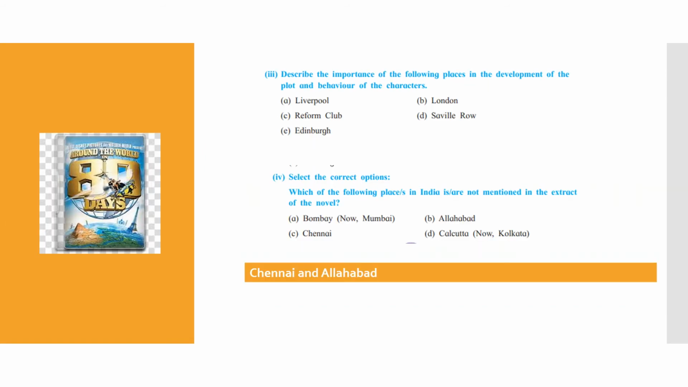Question 3. Describe the importance of the following places in the development of the plot and behavior of the characters. First one, Liverpool. Liverpool was the second to last, but the final destination before Mr. Fogg could meet his friends in the Reform Club. Fogg reached Liverpool at 20 minutes before 12 on the 21st of December.